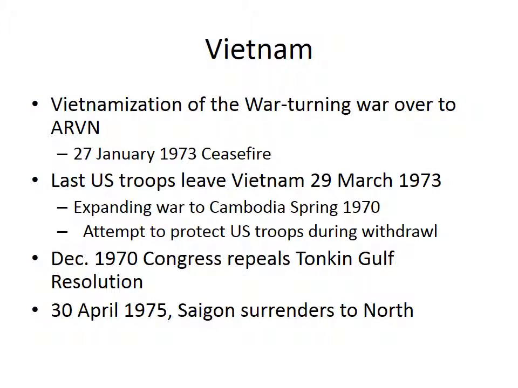In December of 70, of course, Congress will withdraw the Tonkin Gulf Resolution. And then finally, Vietnam will unify again in April of 1975. In April of 1975, Saigon falls to the North Vietnamese forces, and from that point forward, it will be unified.